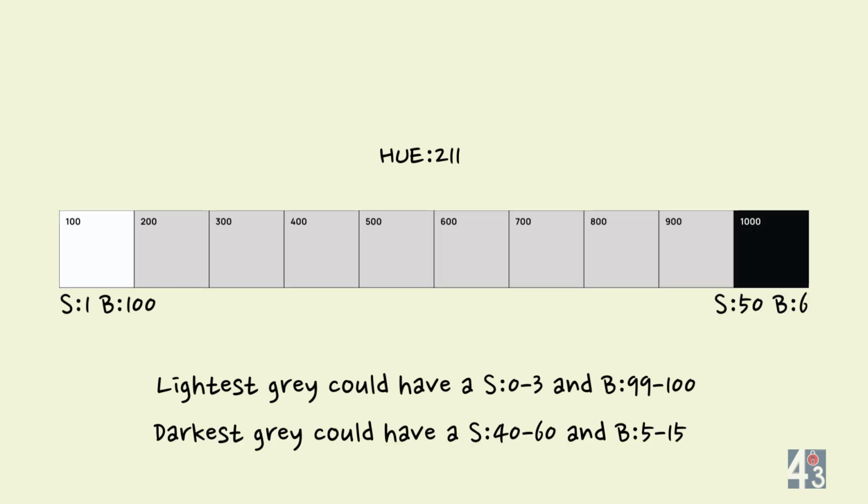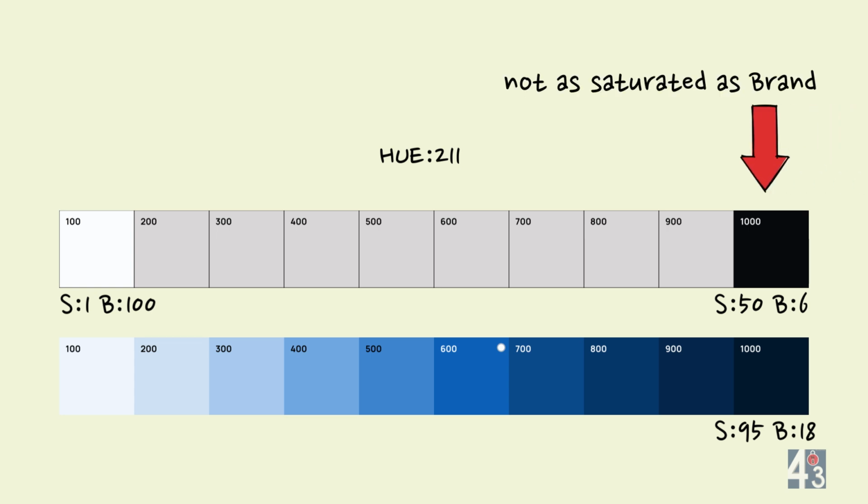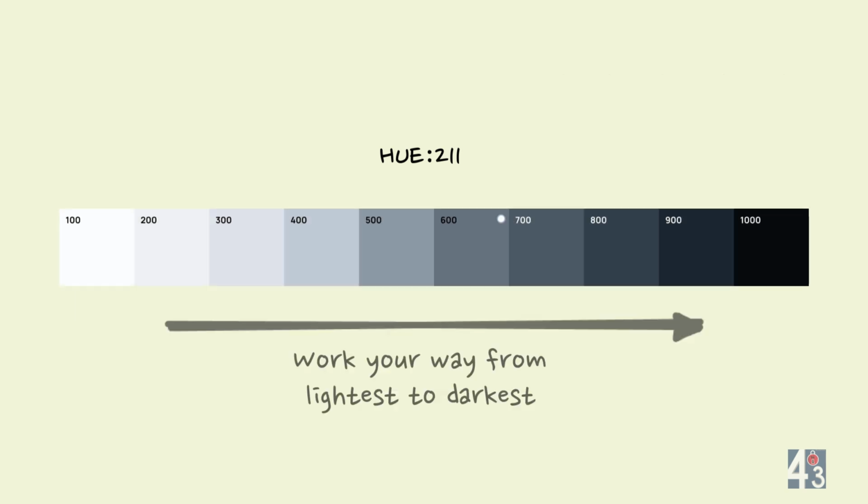And the darkest in the spectrum would have a brightness of 5 to 15 and a saturation of maybe 40 to 60. Note that the saturation significantly drops as compared to our other colors. Having too much of a saturation would make the darkest gray look too close to the blue spectrum, since we are maintaining the hue of our brand. With this done, you could work your way from the lightest to darkest.